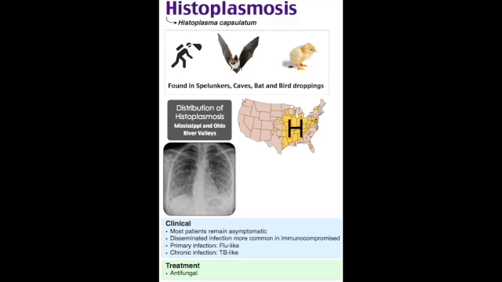For management, asymptomatic doesn't need treatment. For mild to moderate, you want to use itraconazole. And for severe, you want to use amphotericin B. So remember, it is a yeast after all. So itraconazole is the first line, then amphotericin B.